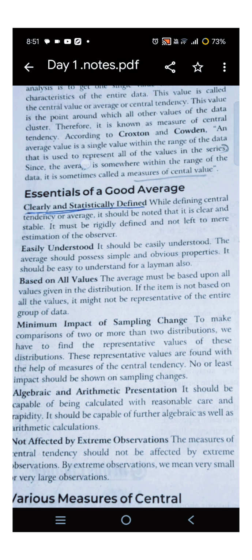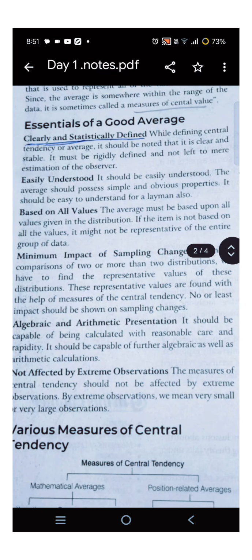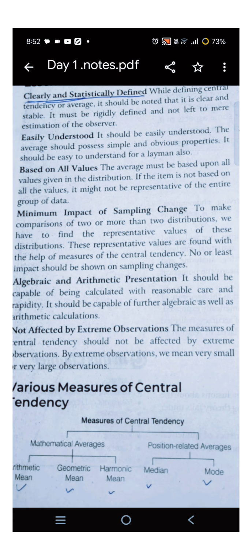Next point, easily understood. The average should possess simple and obvious properties. It should be easy to understand for the layman also. Based on all values. The average must be based upon all the values in a given distribution. If the average is not based on all the values, it might not be representative of the entire grouped data. Minimum impact of sampling change.